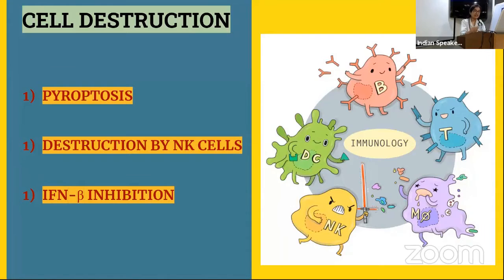Moving on to the cell or tissue destruction caused by SARS-CoV-2 infection, which happens by three mechanisms. Number one is pyroptosis. Number two is destruction by the NK cells. And the third one is quite interesting. Normally any cell which is infected with any pathogen releases a cytokine named interferon beta, which alerts the neighboring cells of a possible viral attack, basically sending a signal to the surrounding cells to up their immune response. But COVID-19 is unique as SARS-CoV-2 inhibits the release of this interferon beta. So the cells in the vicinity are not prepared to combat the virus.